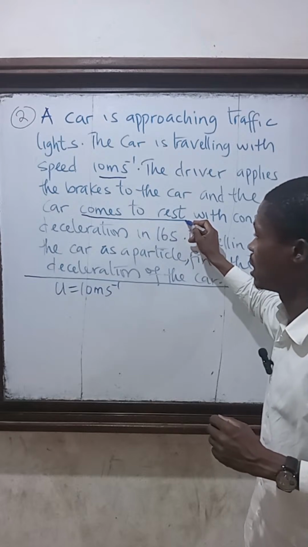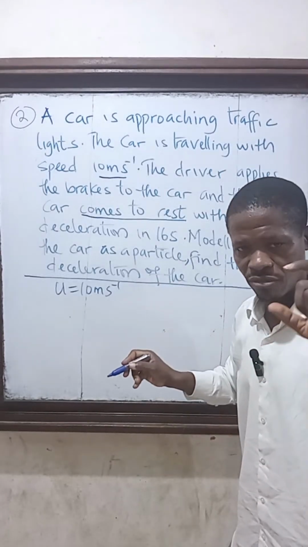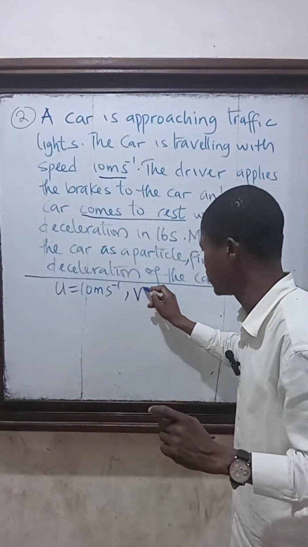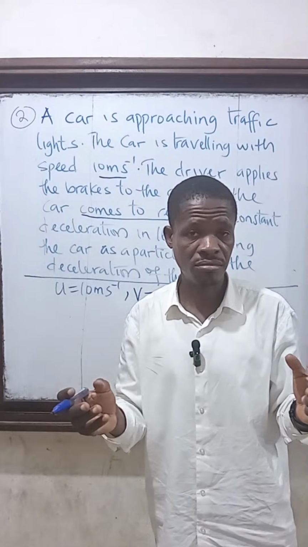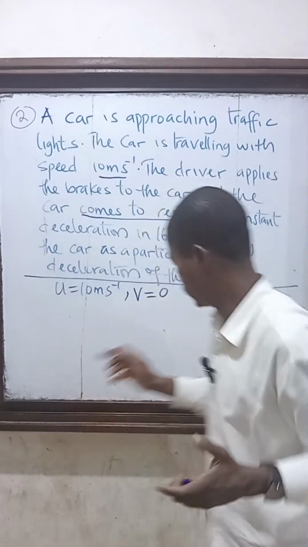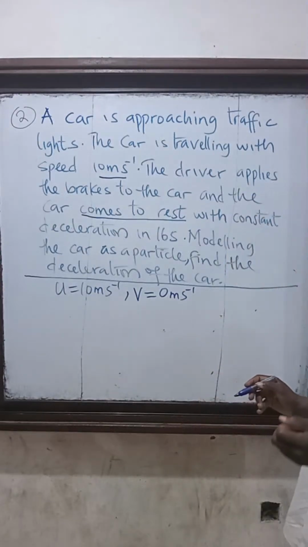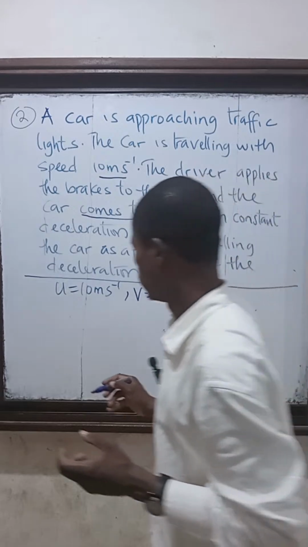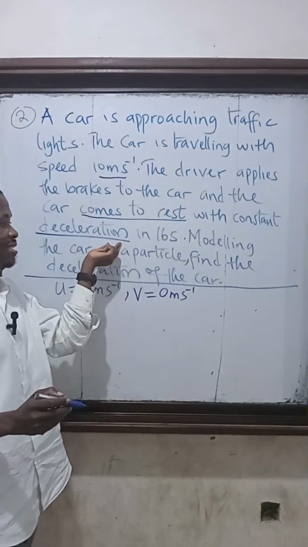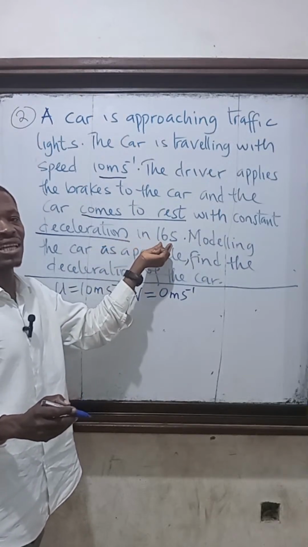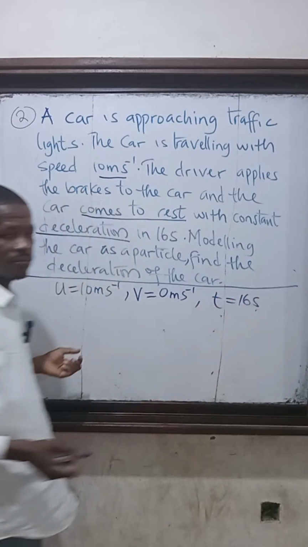Underline that statement. When a body comes to rest, your final velocity will be equal to 0. When an object comes to rest, the final velocity will be 0 meters per second, with constant deceleration. But we're not given the value. We were told constant deceleration in 16 seconds. So the time t is 16 seconds.